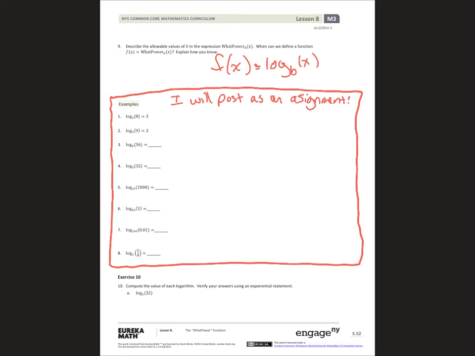Number 10, we can compute the value of each logarithm, and we can verify our answers using an exponential statement. So we know that the answer is 5 because that was on the previous page. And then basically we want to change this into an exponential statement or notation, which is we're going to rewrite it: 2 to this power gives me 32. So I just want you thinking about justifying your answers.